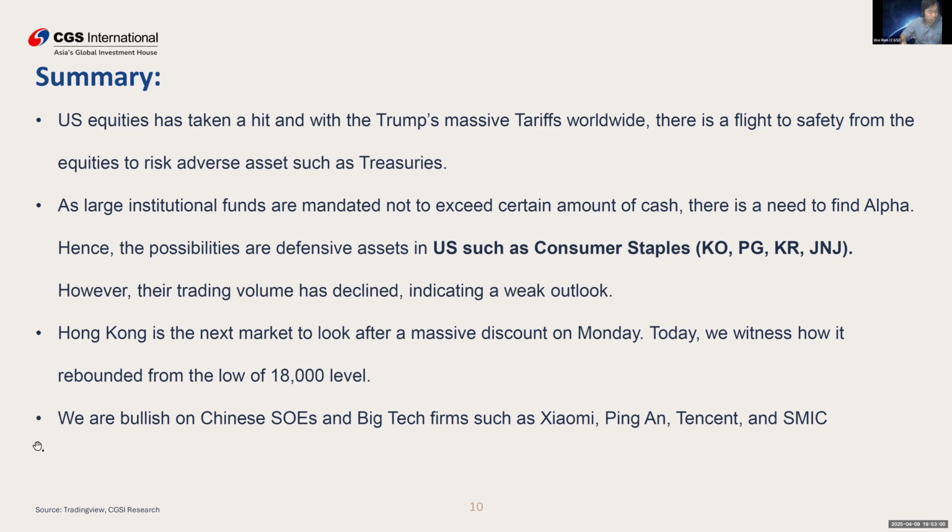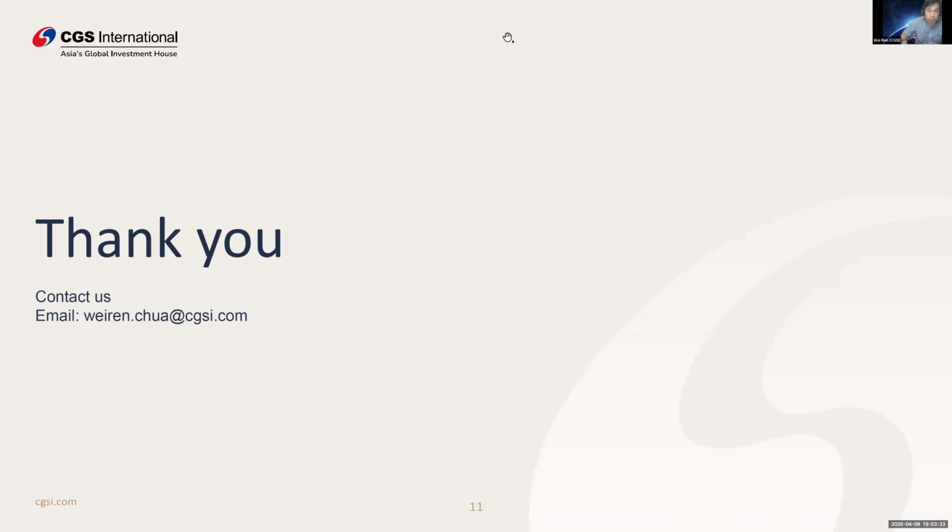All right, we are bullish. I think with the SOEs, there's a massive influx of liquidity into the SOEs. Share buybacks are Xiaomi, Ping An, Tencent, as well as SMIC. There is semiconductor... okay, never mind. Ticker code is 981. All right. So with that, I think this is my slide. I think I will just try to share with you before I pass to Marcus a very quick one.